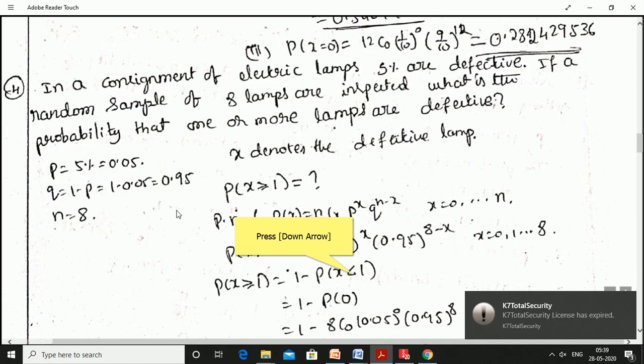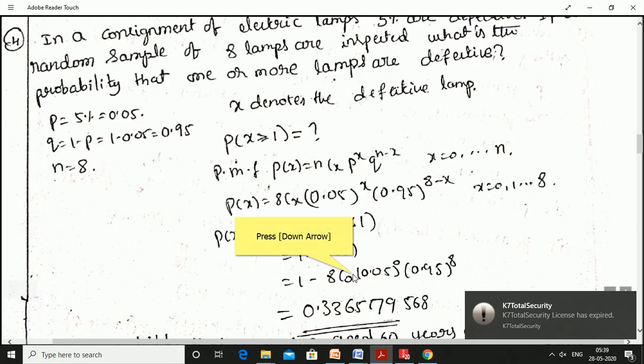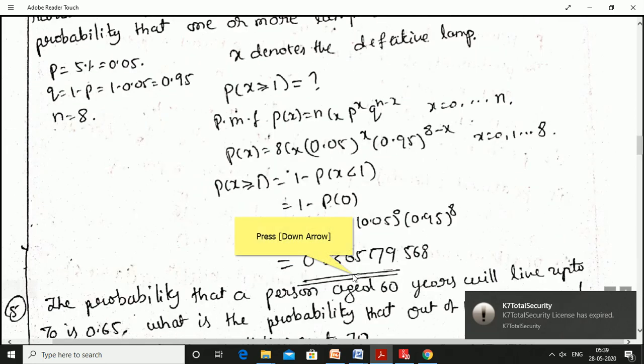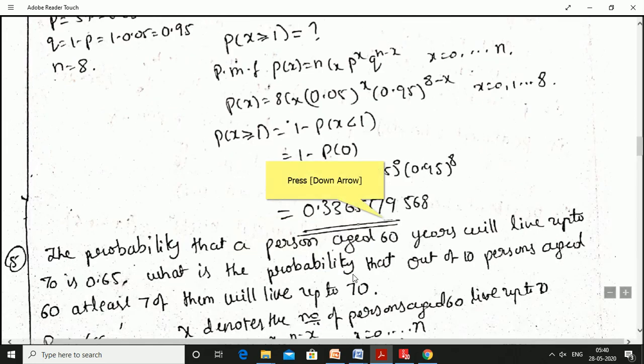In a complement way, it is 1 minus probability of x less than 1. The value less than 1 means 0; 0 is the only value less than 1. So 1 minus P of 0. If I substitute x equal to 0 here, 8C0, 0.05 power 0, 0.95 power 8 minus 0. Nothing but 1 minus 0.95 power 8. It comes out as 0.3365 something.